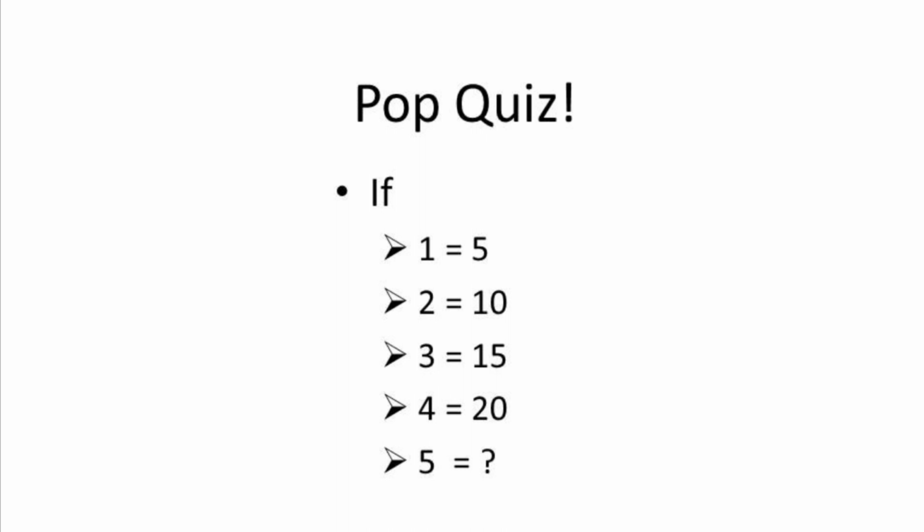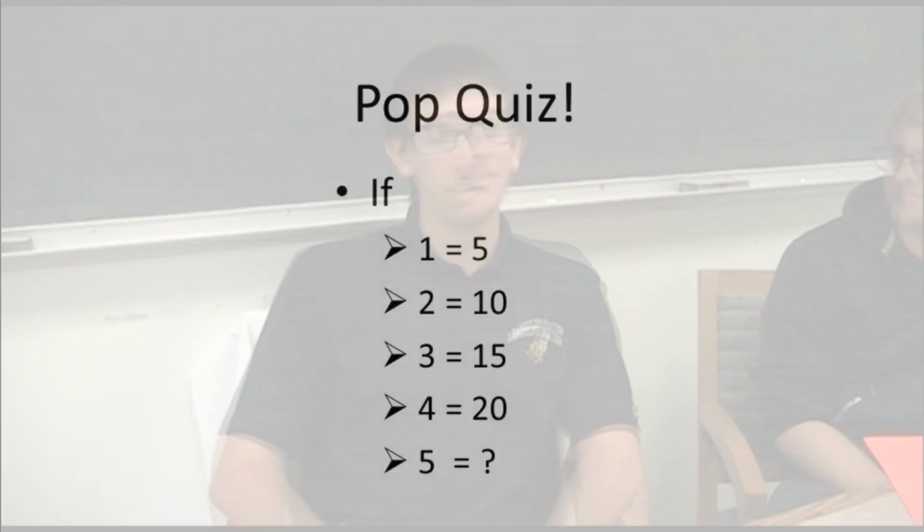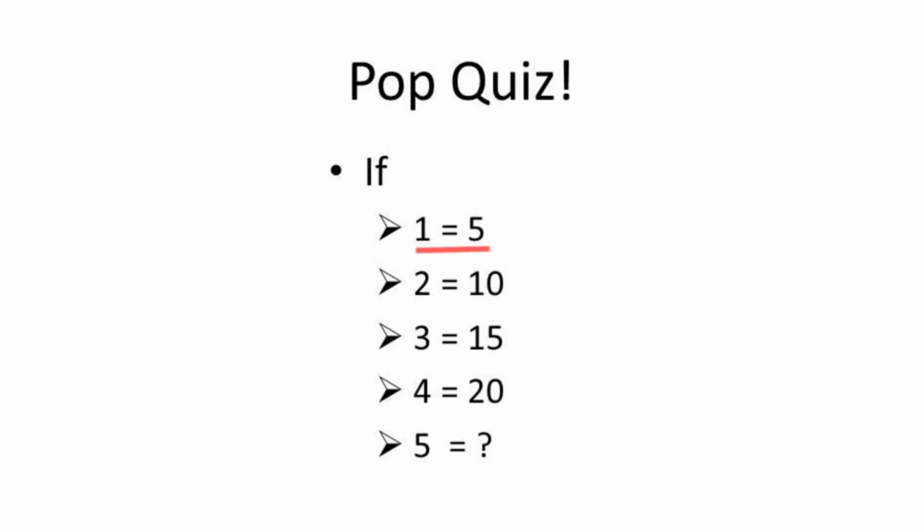Now here's a little pop quiz. This has nothing to do with the basic algebra. We just wanted to add a fun element into it. But if 1 equals 5, 2 equals 10, 3 equals 15, 4 equals 20, then what does 5 equal? How many of you said 25? Because that's a very common answer. You'd be wrong, because 5 actually equals 1 if you go back to the original. The first top one, 1 equals 5, so 5 equals 1.